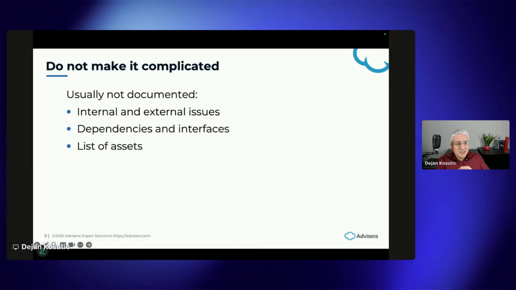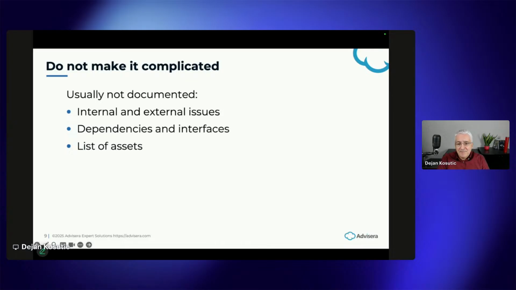So when we speak about these internal and external issues, dependencies, interfaces, the standard does require that you take them into account, but ISO 27001 does not require you to write them down. So my recommendation is, especially if you are a smaller company, don't write these dependencies, interfaces, internal and external issues. You have to think about them when you define the scope, but don't actually write them down. This will only slow you down.